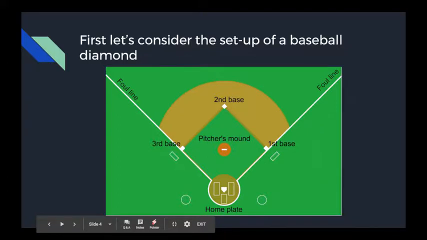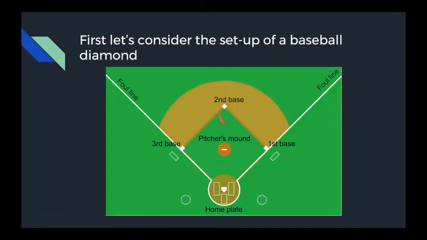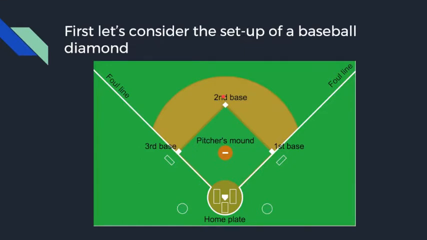So first let's just look at the setup of a baseball diamond. So what we know is that we have home plate where the runner starts, then they obviously go first, second, third, and all the way back to home. And what we can see here is that it clearly makes a square because we know that the distance between each of the bases is going to be equal, and we also know that these are going to be right angles. And so by definition, this is going to be a square.